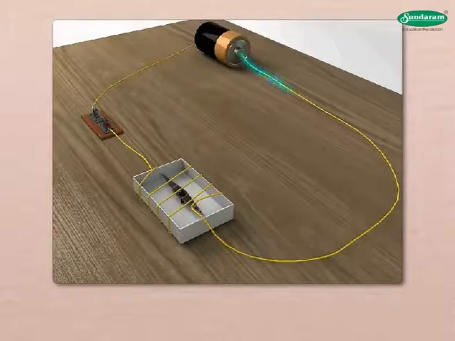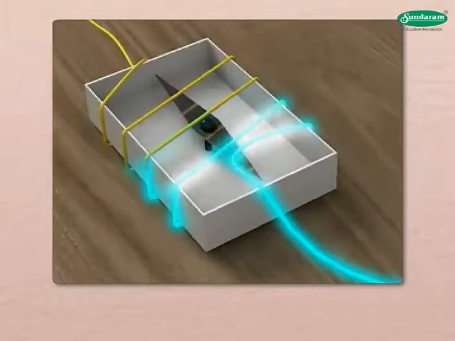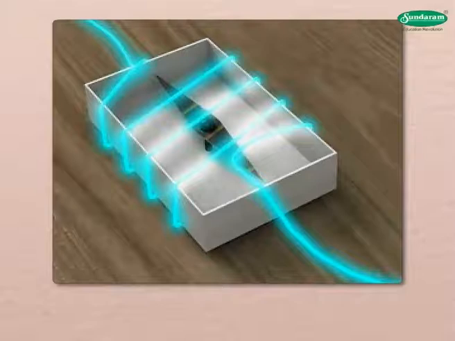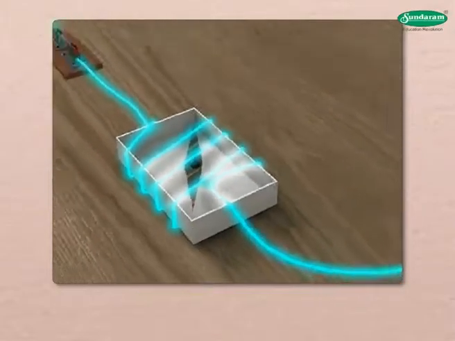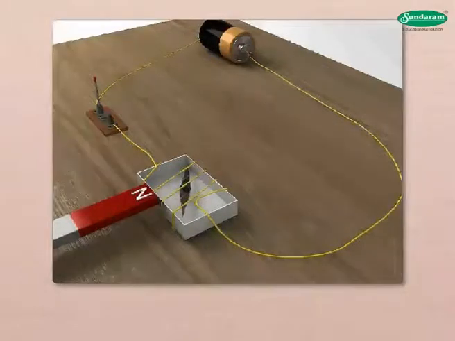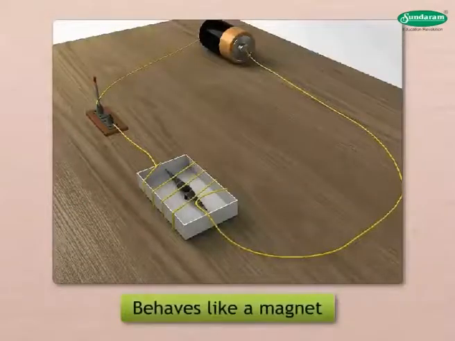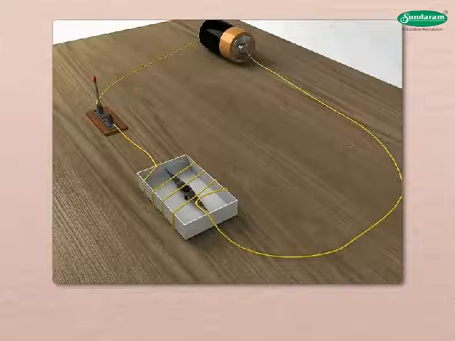Now, we close the key. The current starts flowing through the turns of wire. Observe the needle carefully. It is seen that as soon as the current starts flowing, the needle gets deflected. Now, we open the key. What do we see? The current stops and there is no deflection. What can we conclude from this? When electric current flows through a conductor, it behaves like a magnet. Hence, a magnetic field is developed around it, causing deflection of the needle.